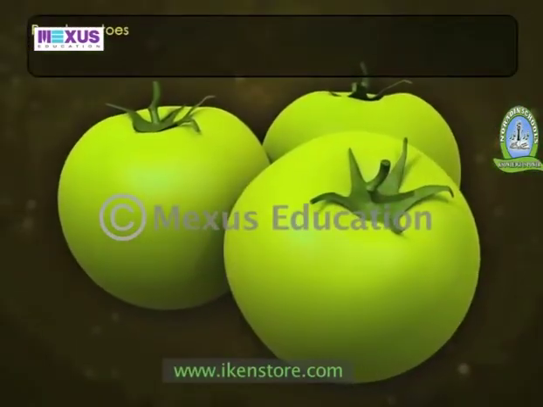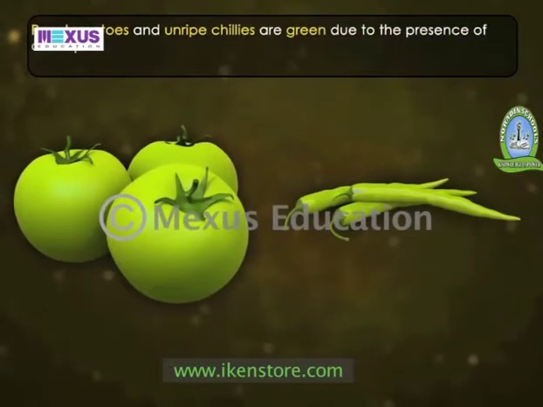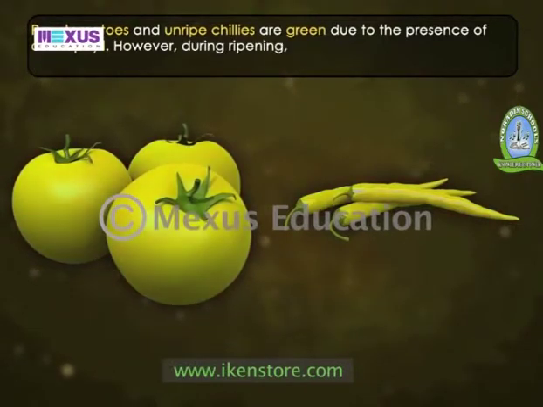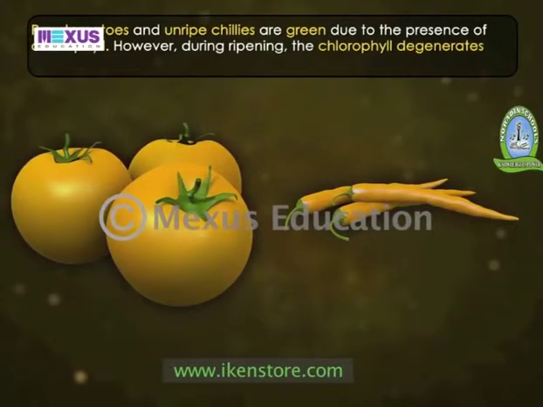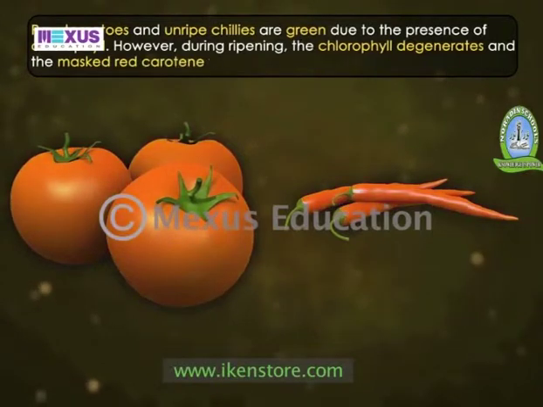Raw tomatoes and unripe chilies are green due to the presence of chlorophyll. However, during ripening, the chlorophyll degenerates and the masked red carotene takes over.